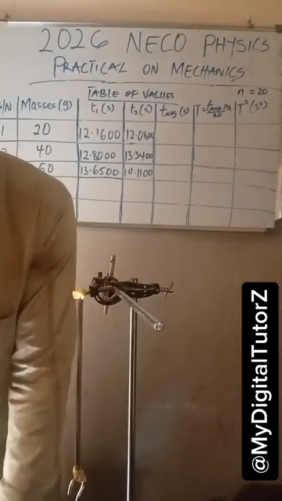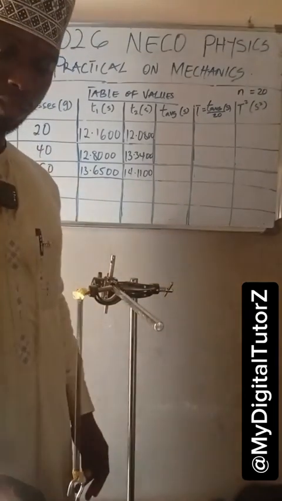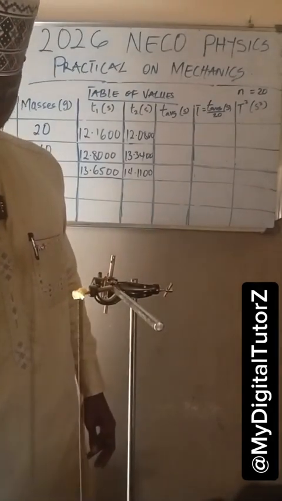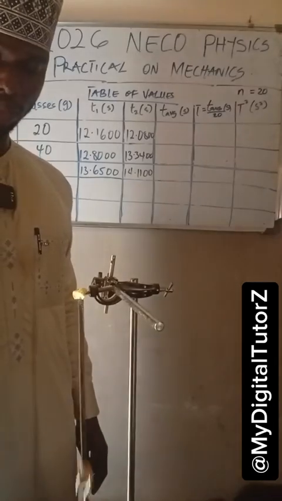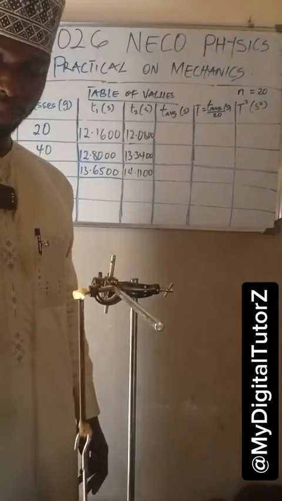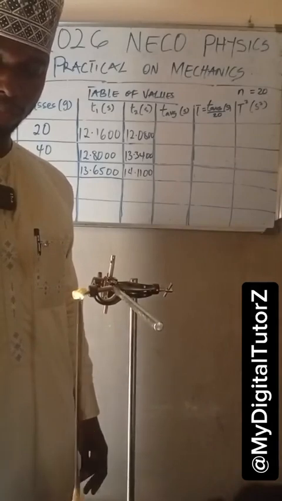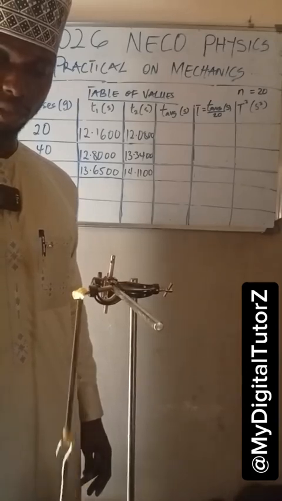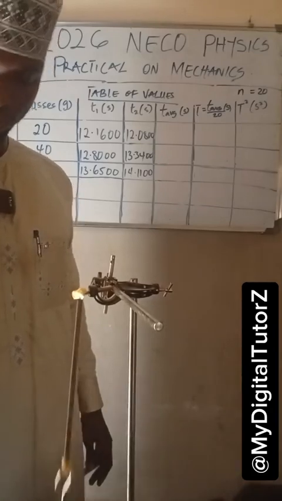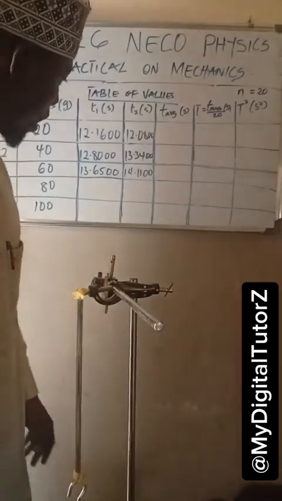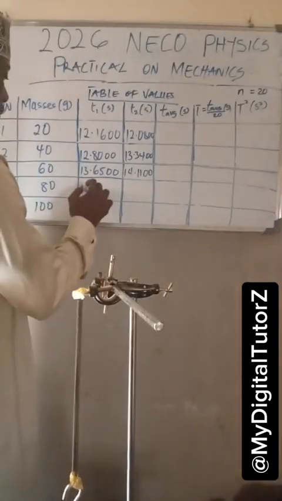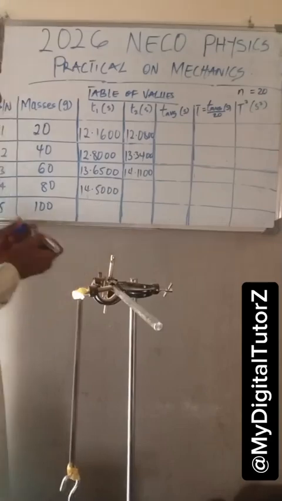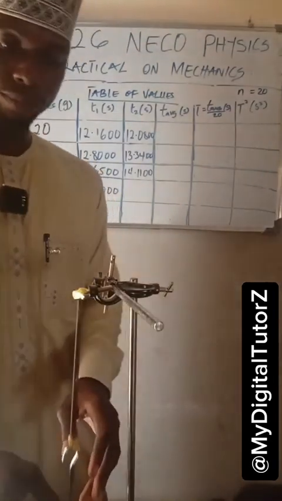Okay. Make sure your stopwatch is ready. Reset it. Let's go there again. Slightly. I'm about to start. 1, 2, 3, up to 20. So for 20 here I have 14.5000. Good. So let's go for the next one.